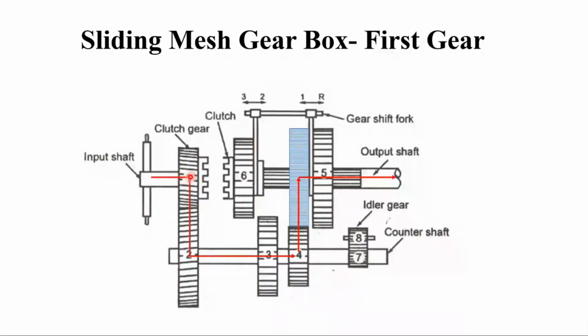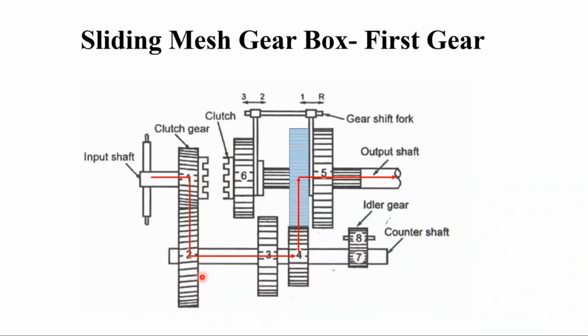Now say for example, when the input shaft is running at 1000 rpm in gear 1, gear 2 will have some reduction because the number of teeth is going to be more compared to that of gear 1.